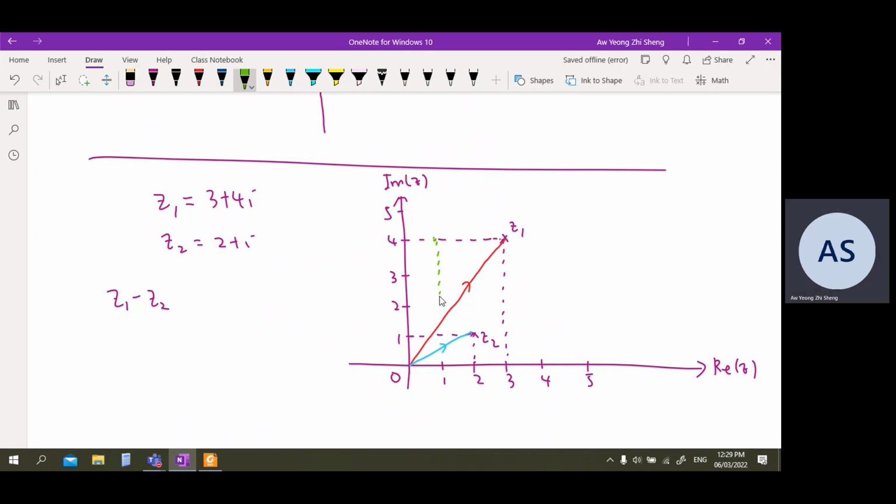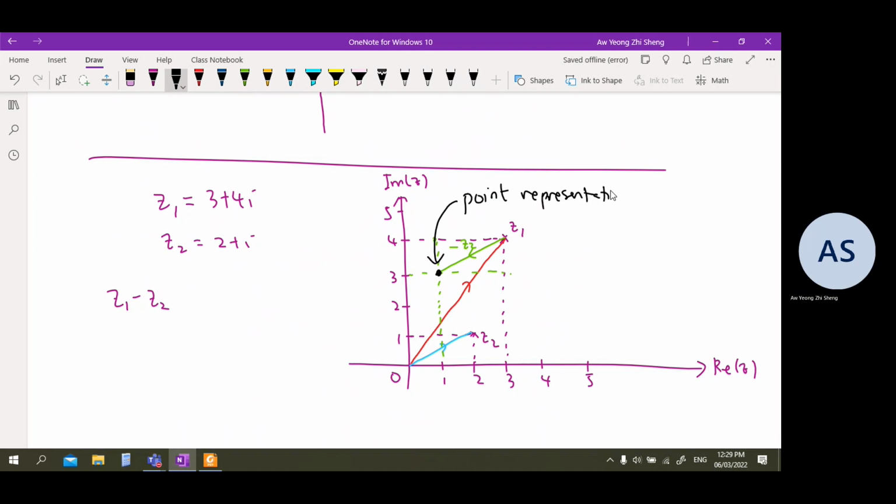So let me draw some grid lines here so that you can see clearly. Right, so the vector representation of negative Z2 will be this green color vector here, where it has the same length as the blue color vector, but in the opposite direction. So this will be minus Z2. So this very ending point here is actually the point representation of Z1 minus Z2.